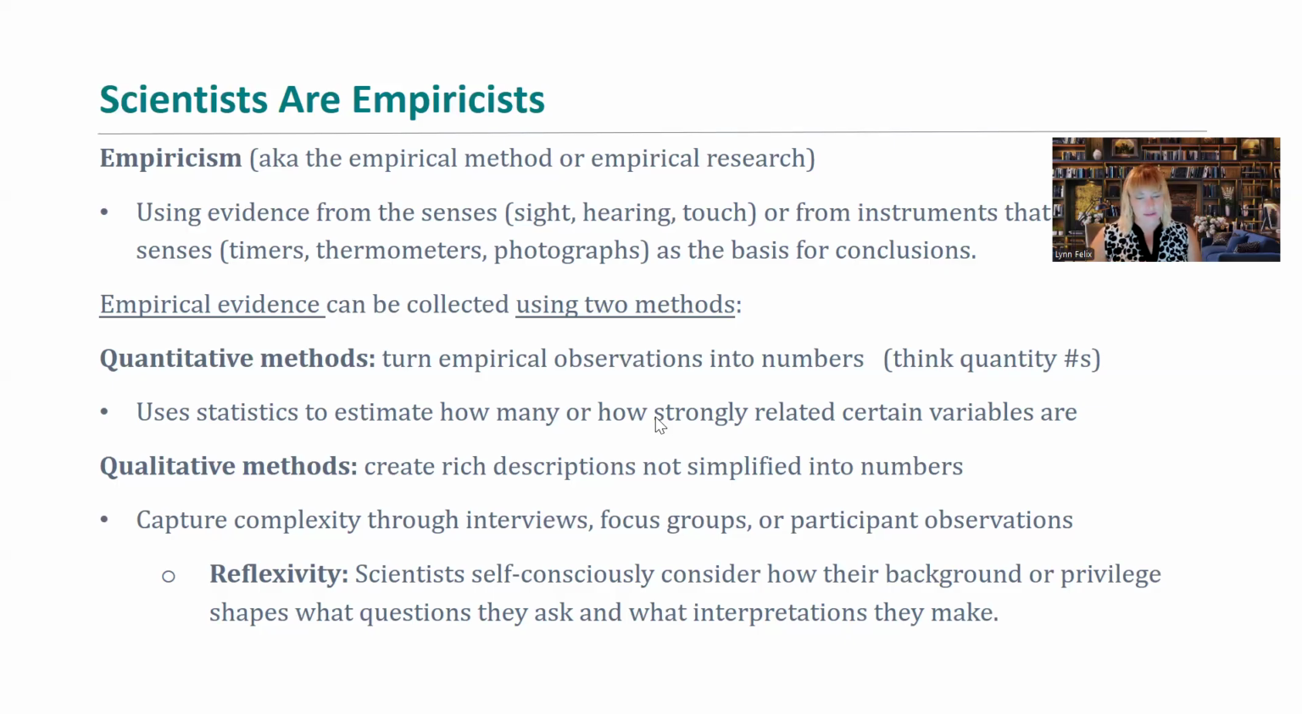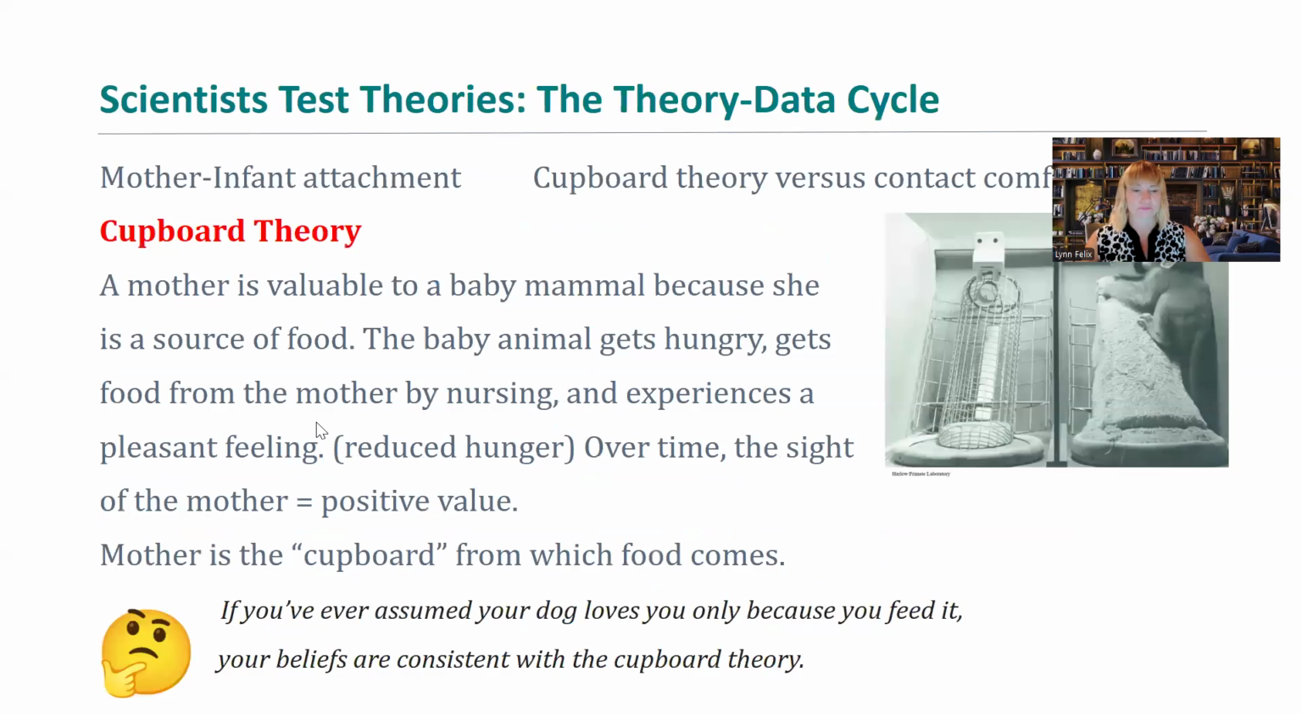So reflexivity is scientists self-consciously consider how their background or privilege shapes what questions they ask and what interpretations they make, right? So you have to look at that. How does your background shape it? Is there possibly bias in the questions that you may be asking?